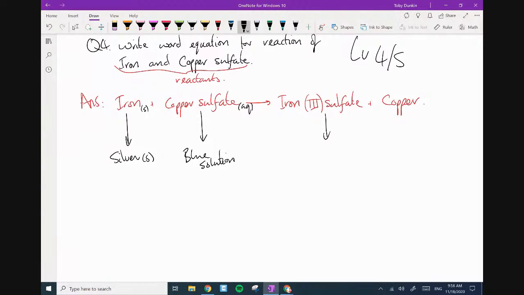Iron(II) sulfate. This is now a yellow solution. You'll learn these. That's aqueous. That's a yellow solution. You'll learn this in chemical testing. And this is a pink solid. A pink solid for copper.